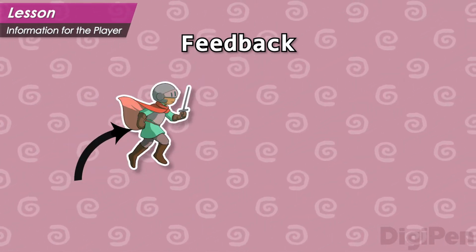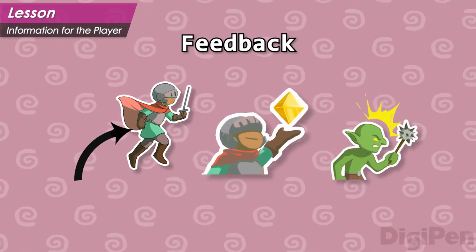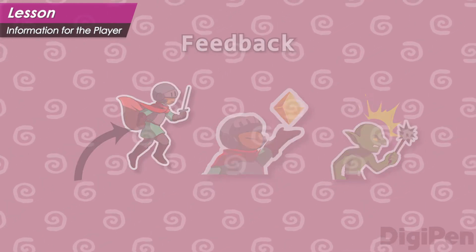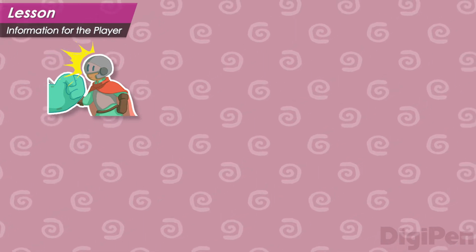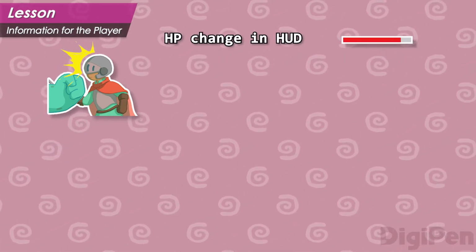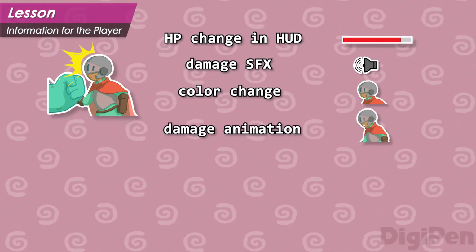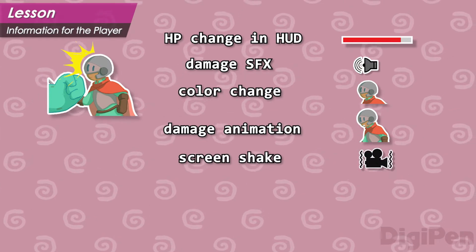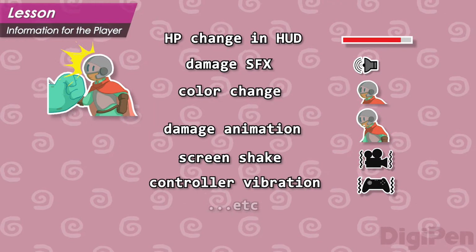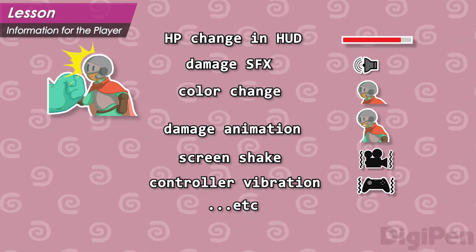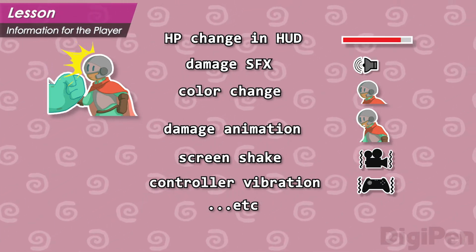Almost every action in the game calls for some kind of feedback. The more important the action is to the player, the more feedback it should get. For example, if the hero takes damage, then the player might see their HP change in the HUD. There might be a damage sound effect, and the hero might change color and display a damage animation. Not to mention that the screen could appear to shake, the player's controller might vibrate a little bit, and any number of additional effects could occur. This is all because of how important it is for the player to be aware of the hero taking damage.